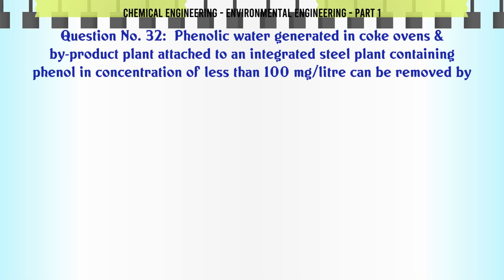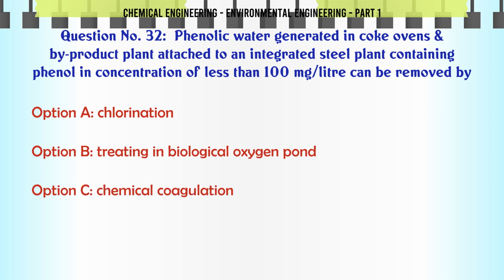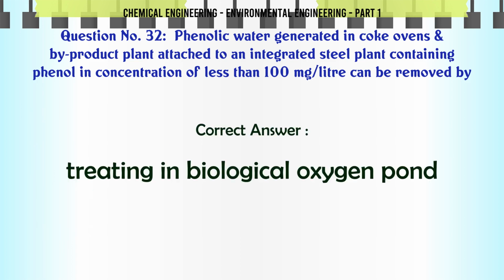Phenolic water generated in coke ovens and byproduct plant attached to an integrated steel plant, containing phenol in concentration of less than 100 mg/liter, can be removed by A. Chlorination. B. Treating in biological oxygen pond. C. Chemical coagulation. D. None of these. The correct answer is treating in biological oxygen pond.